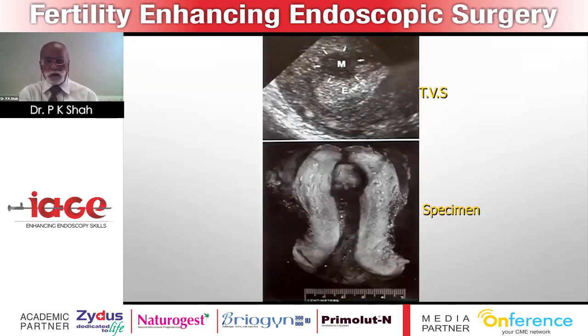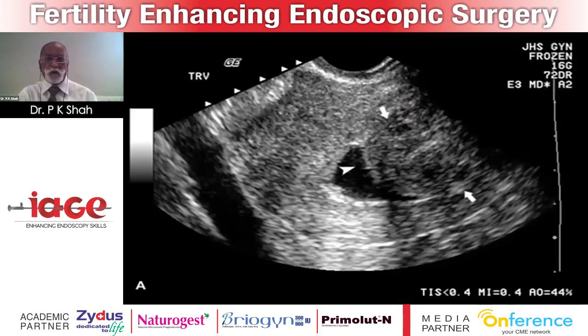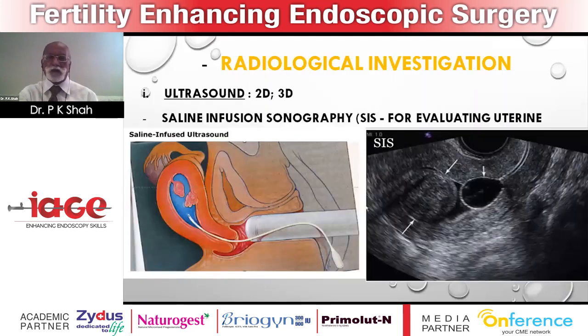It's a very good demonstration on ultrasound of submucous fibroid, almost 50% inside the uterine cavity, and the one specimen which you can see here, the submucous fibroid. Again, it's a submucous fibroid on saline infusion sonography. Always do saline infusion sonography to confirm whether it is submucous fibroid or not. You can see here so beautifully the submucous fibroid in this particular case.